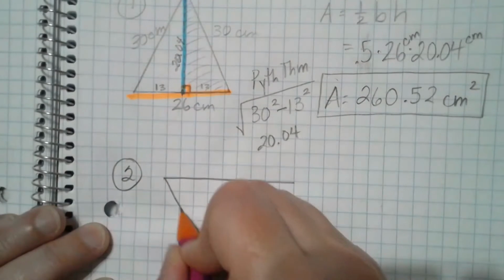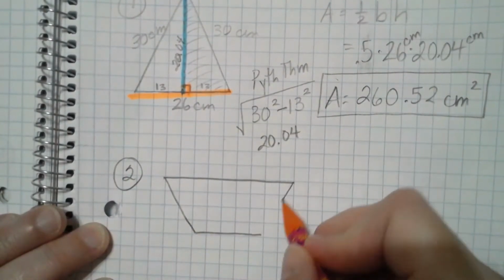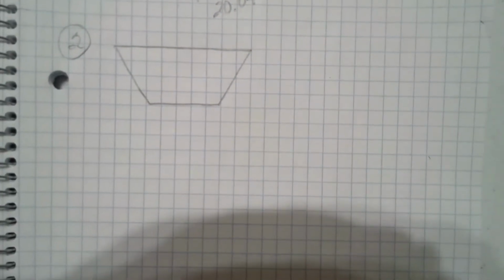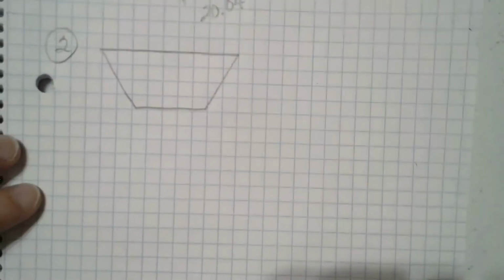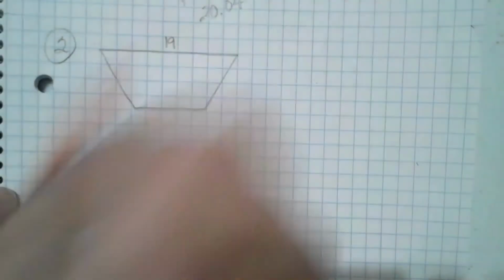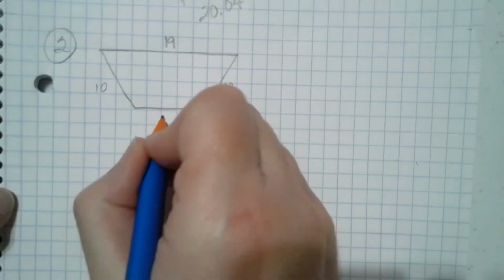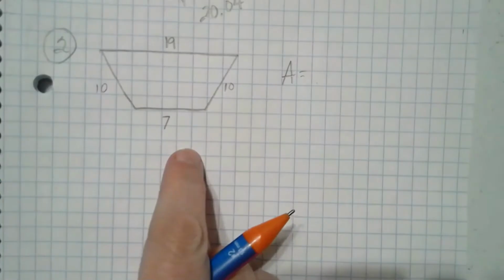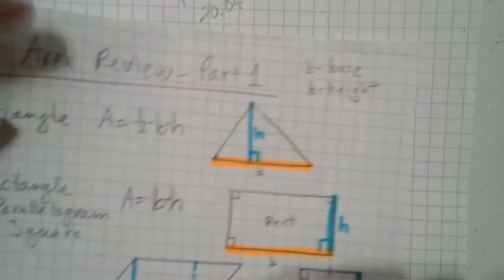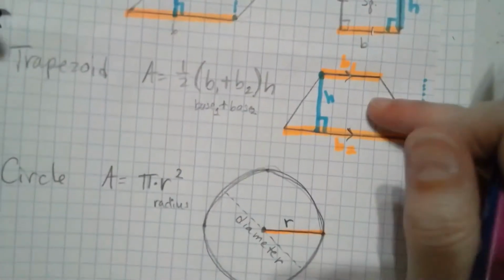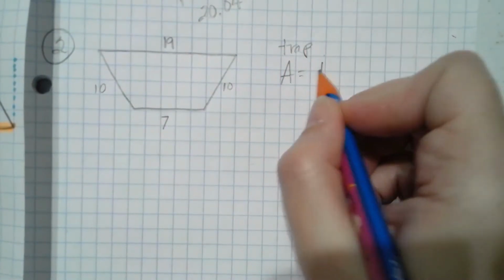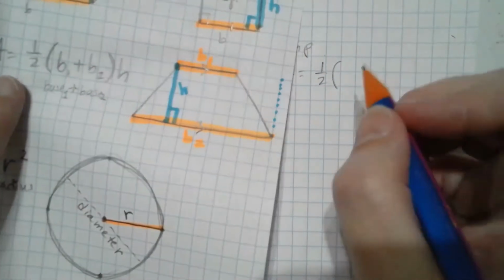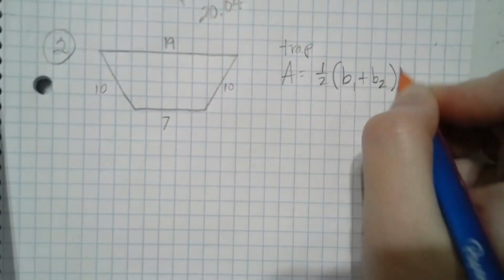I'm going to do a shape that kind of looks like this. Sort of like that. I love this graph paper notebook. It's really cool. It makes me happy. Don't be jealous. So we got 19, 10, 10, 7. And we're going to try to find the area. All right, so what shape is this? Kind of looks like this. So this is a trapezoid. So we are going to use our formula 1/2 b1 plus b2 times the height.